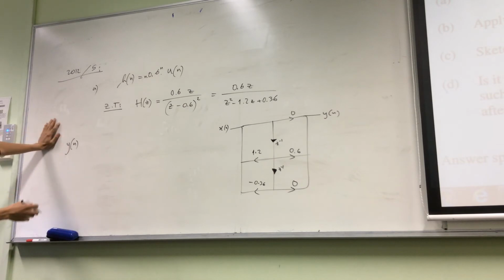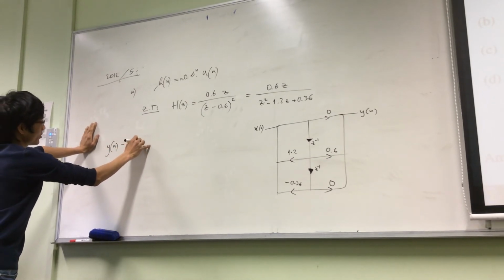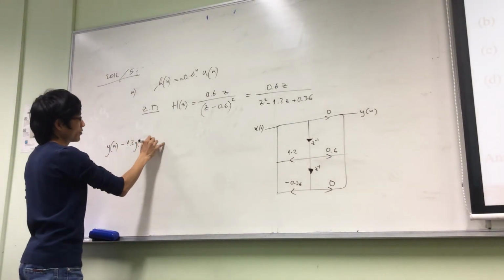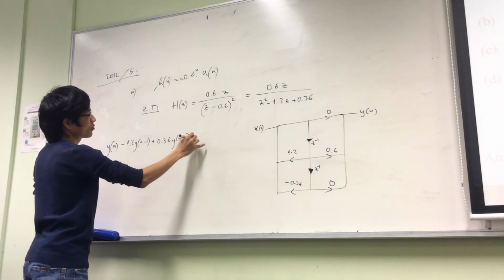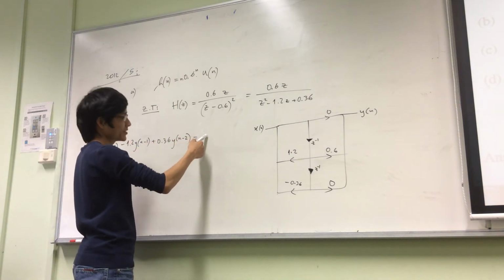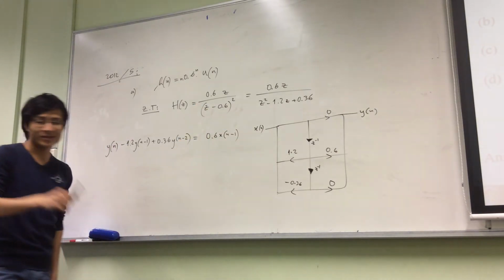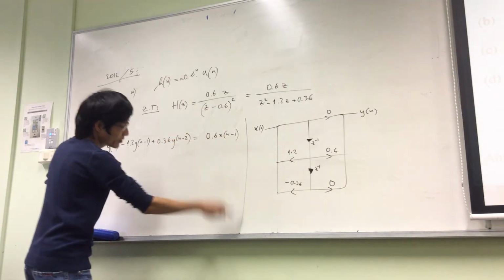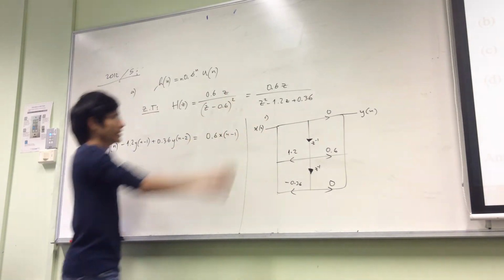Okay, yn minus 1.2 yn minus 1 plus 0.36 yn minus 2 equals 0.6 xn minus 1. That's all. So we solved part A and part C.